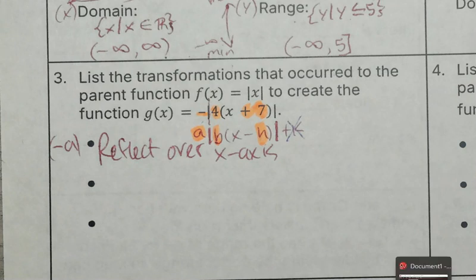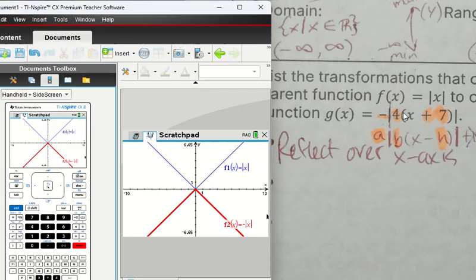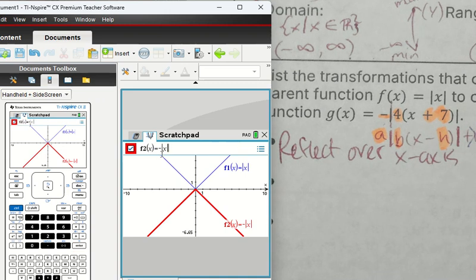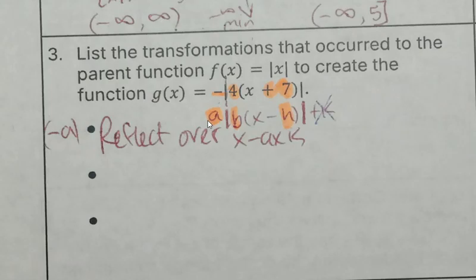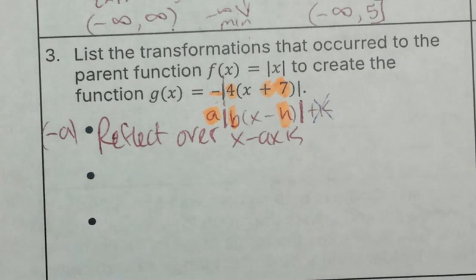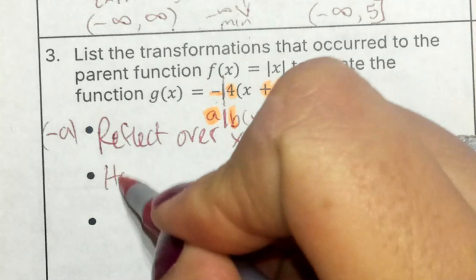Then you have the next transformation, which is that B is a 4. So I'm going to double click and put a 4 in there, just so you can see what that B value does. So look at what's going to happen. It makes it skinnier. Now, you need to look at your notes and remember that A describes vertical changes, transformations, stretch and compress, and B describes horizontal. So as soon as you recognize the B, you're going to write horizontal.